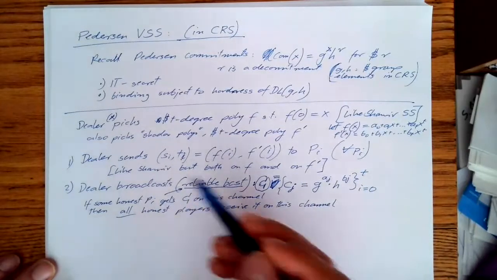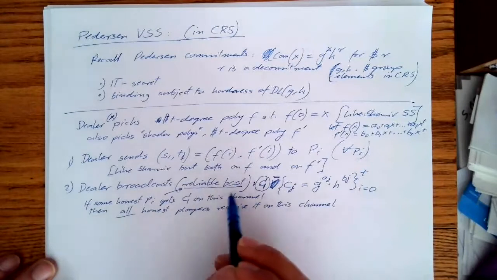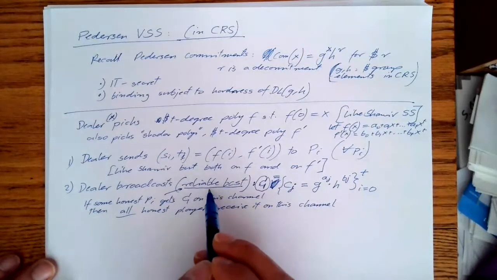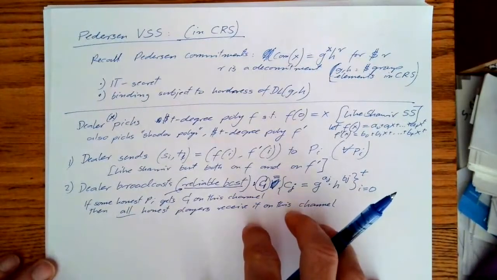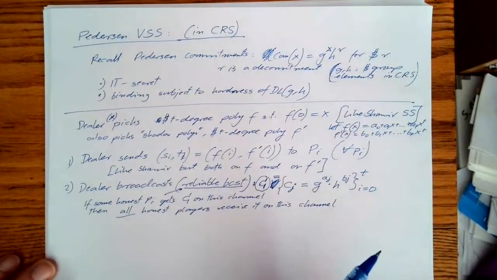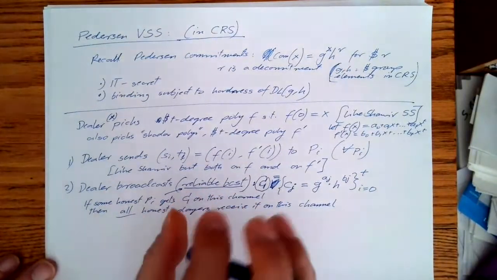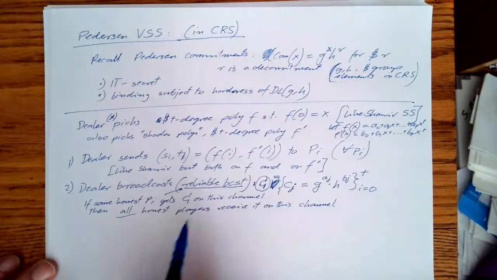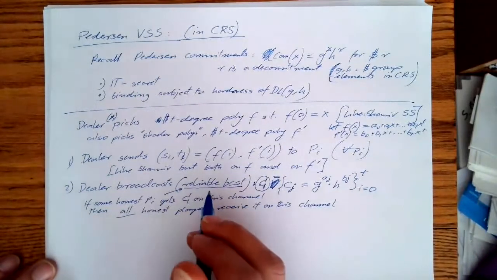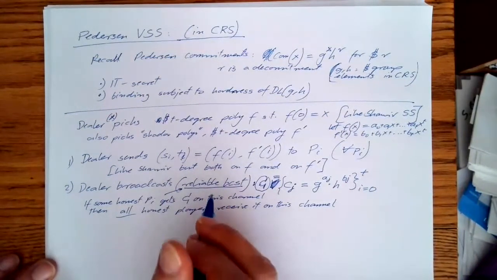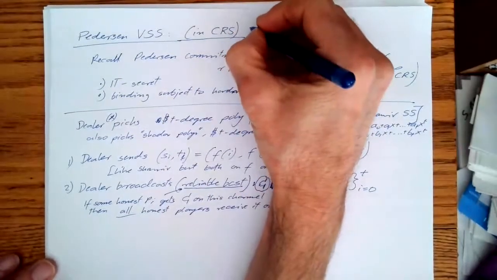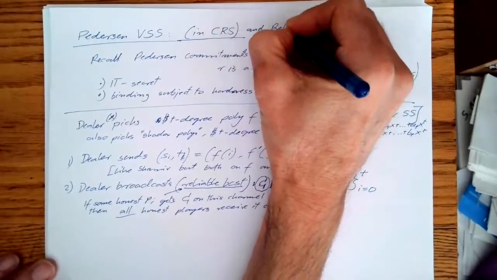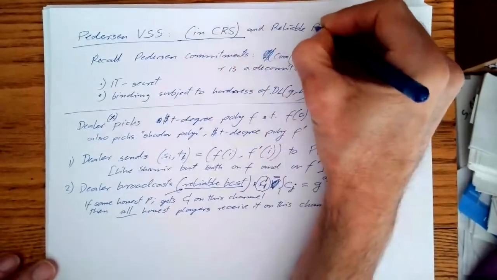So this is another story, a beautiful story in distributed algorithms, for how to implement this in a distributed network where there is no natural broadcast channel. You only have point-to-point links. But these protocols exist. It's possible to implement them. So it's using CRS and reliable broadcast.